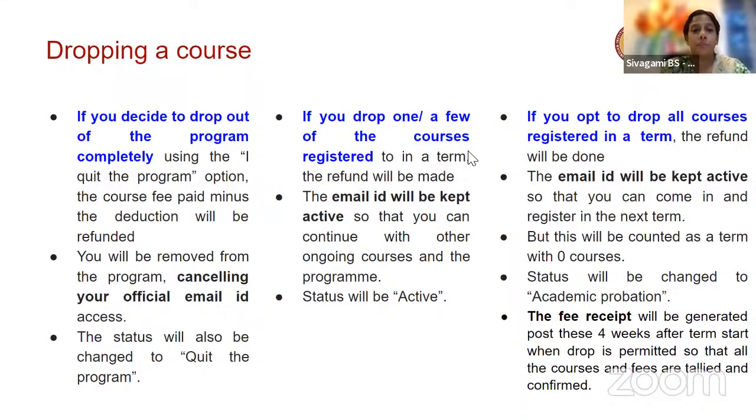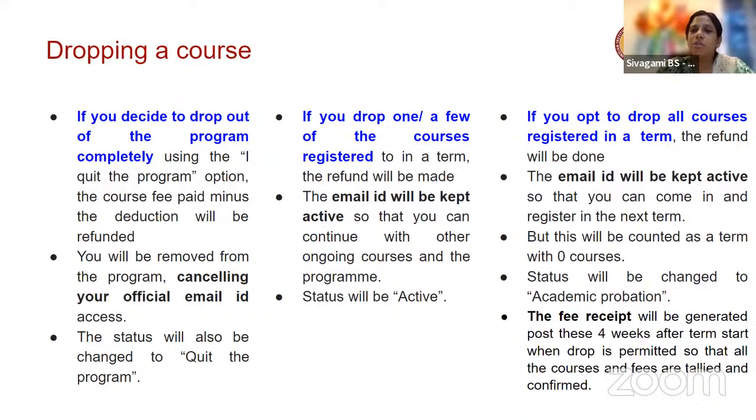If you decide to drop out of the program by using the quit the program option, the course fees minus the deduction will be refunded. So when you decide to quit the entire program, whatever course fees you have paid, there will be a deduction for the administrative charges and then you will be refunded the money. And your official email will also be cancelled. Suppose you decide to drop one or a few courses, the email ID will be active because there is always a chance that you can come back. Suppose you have taken 3 courses and you drop only one course, your learner status continues to be active with the rest of the 2 courses.